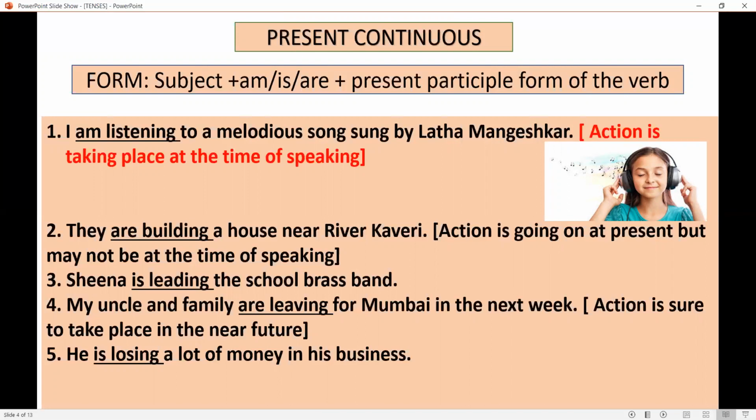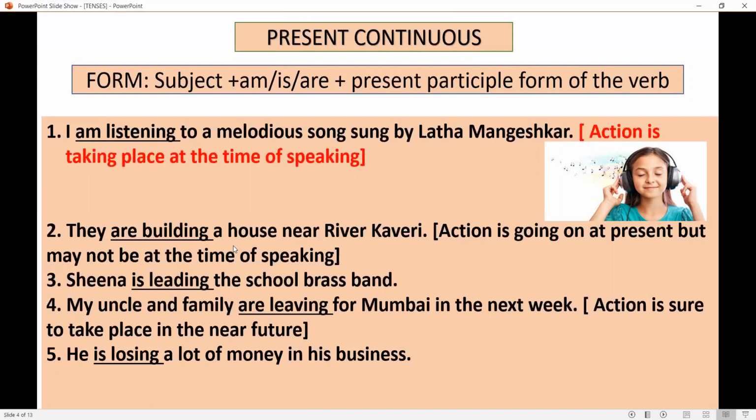One usage is like in the first example, I am listening to a melodious song sung by Lata Mangeshkar. You know that the action is taking place when I am talking. Okay, when I am speaking, the action is taking place. So, we use present continuous tense.